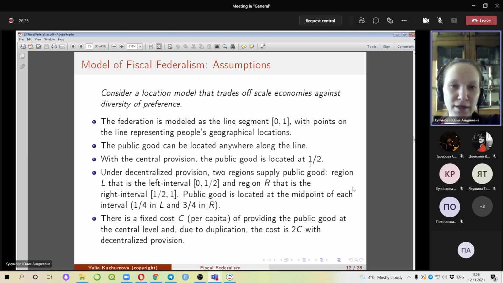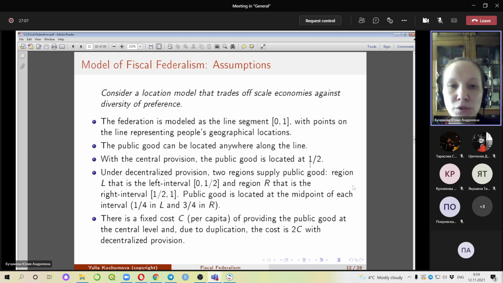Costs of uniformity versus cost of decentralization. Or specifically, we will consider an allocation model that trades off scale economies against diversity of preferences. It's an interesting model, but probably not that typical a model that you saw. What do I mean? Let's see.